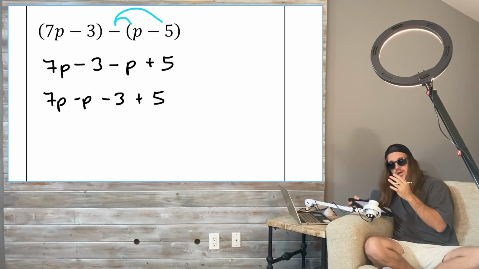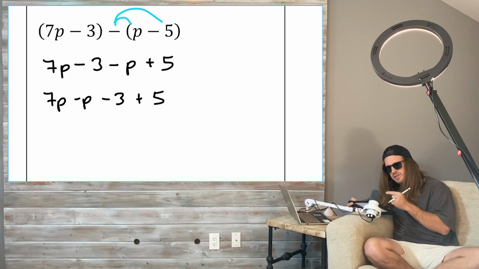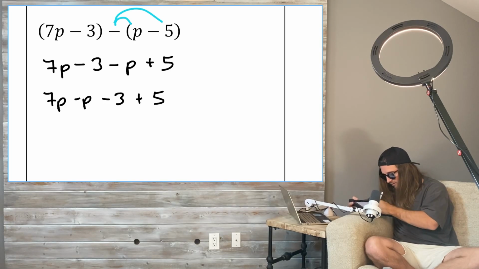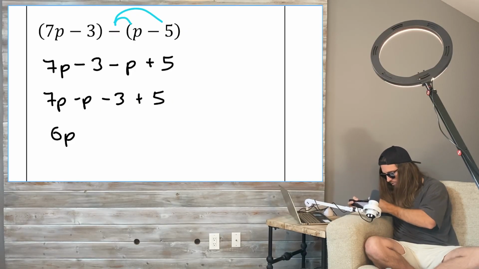Some of you may be thinking, hold up, he just switched around subtraction, but I thought there was no commutative property of subtraction. If you thought that, I want you to think a little bit harder about this. I technically did not. And you can find explanation of that in this video. 7p minus p is 6p, and then -3 plus 5 is positive 2. So 6p plus 2 is the answer.